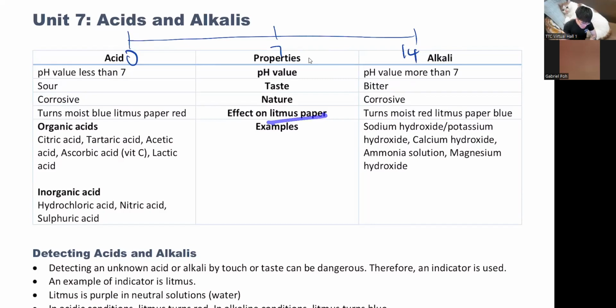Next, litmus paper. Acid turns blue to red. All right, alkali turns red to blue. Now, this one you have to know, which I believe you learn in primary school.